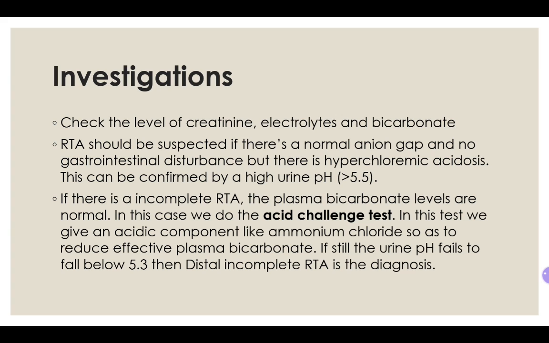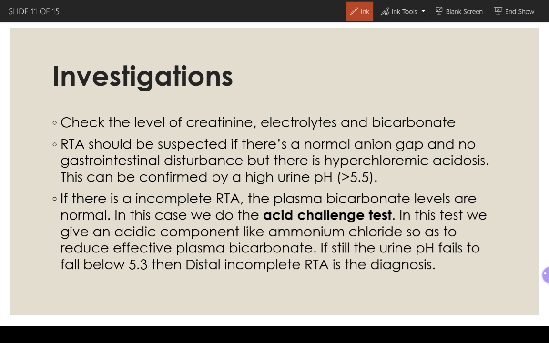So what are the investigations to be done when a patient presents with complaints of metabolic acidosis? So first you can check the level of creatinine, electrolytes and the bicarbonate. This can tell you whether the patient has a kidney failure or not. If the patient has a kidney failure, you'll have accumulation of creatinine and the electrolytes, and also accumulation of all organic acids. So checking the level of those can help you come to a diagnosis whether it is because of kidney failure or not.